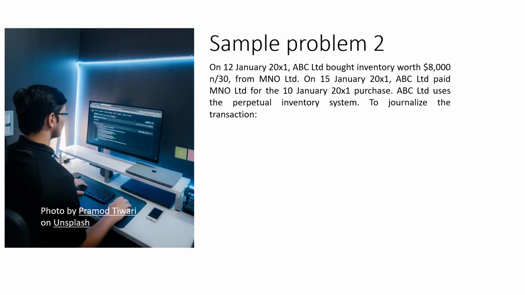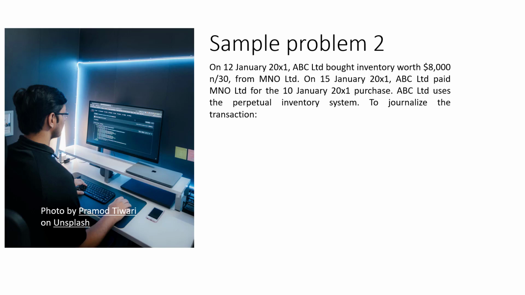Okay, so in sample problem number two, on 12 January 20X1, ABC Limited bought inventory worth $8,000 on 30 days' credit. So in this case, if you see this kind of statement, it means that the purchase made was on account. It was purchased from M&O Limited. On 15th January 20X1, ABC Limited paid M&O for the purchase. ABC Limited uses the perpetual inventory system.